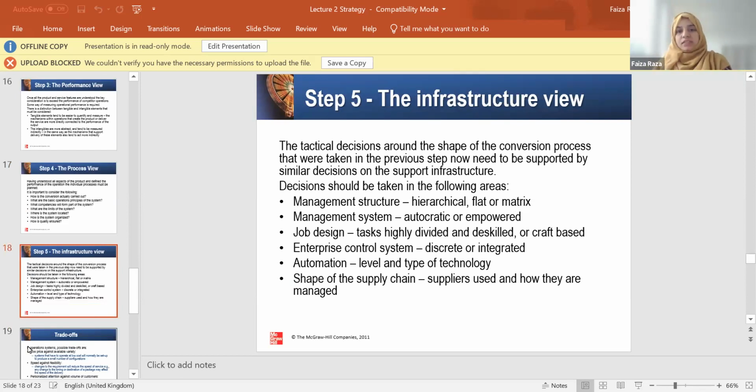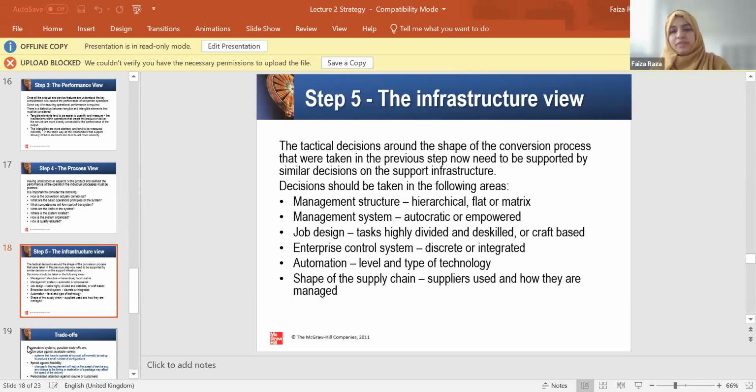The last step to consider is the infrastructure view. The tactical decisions around the shape of the conversion process that were taken in the previous step now need to be supported by similar decisions on the support infrastructure. Decisions should be taken in the following areas: management structure. What should the hierarchy be? Is it flat or matrix? Is it a hierarchical structure?